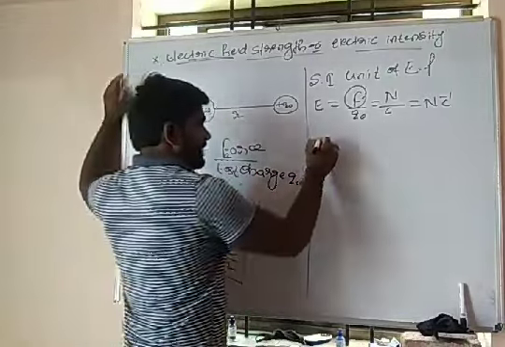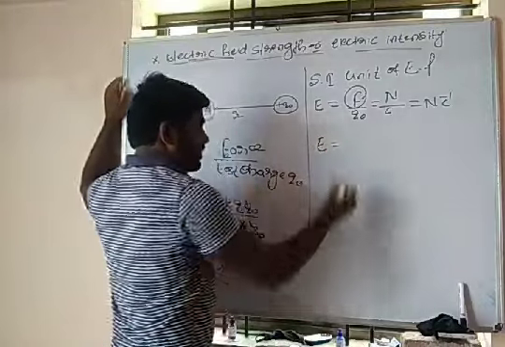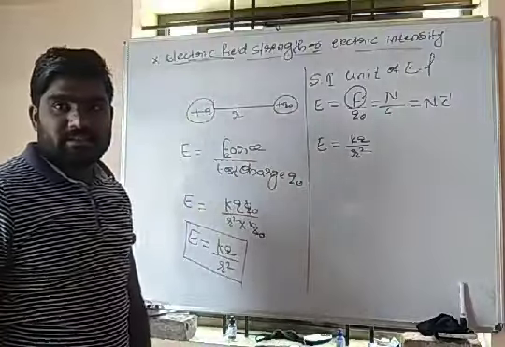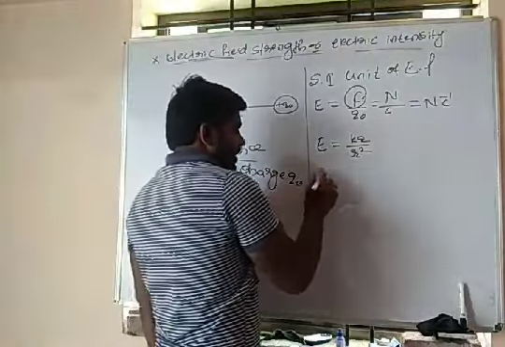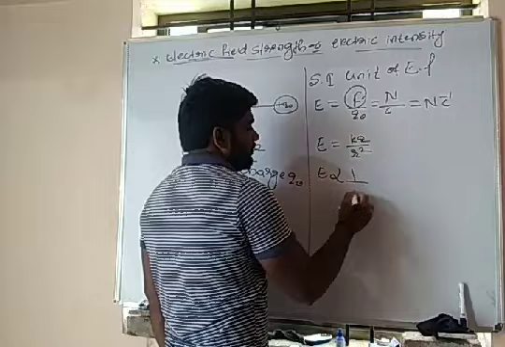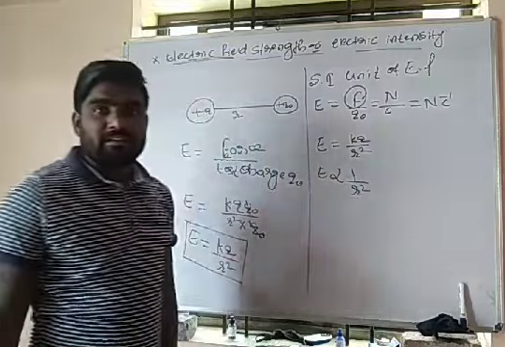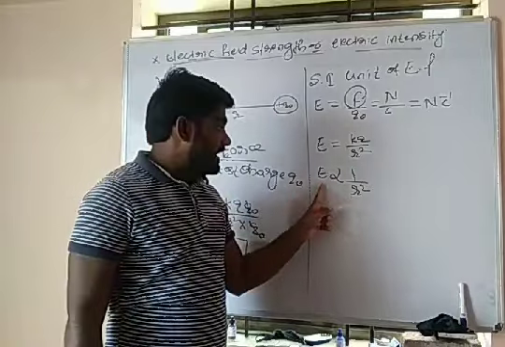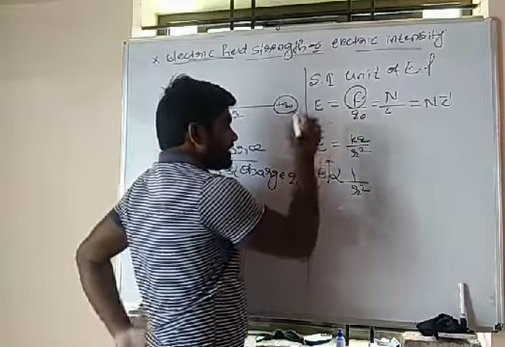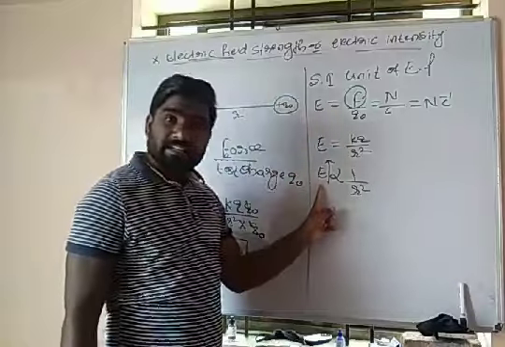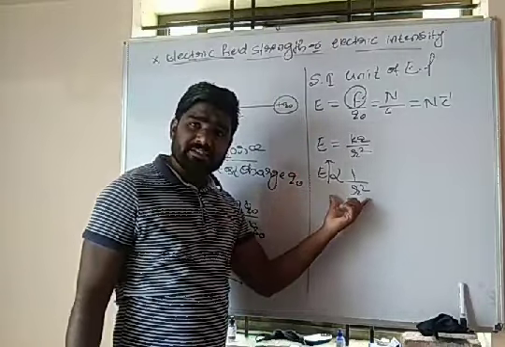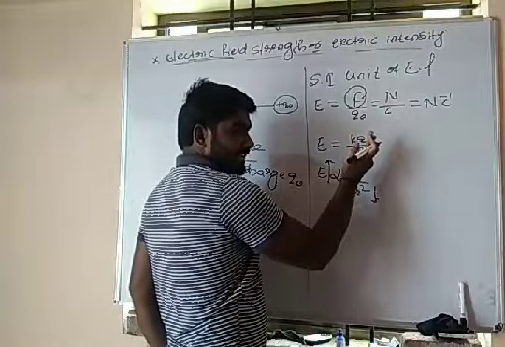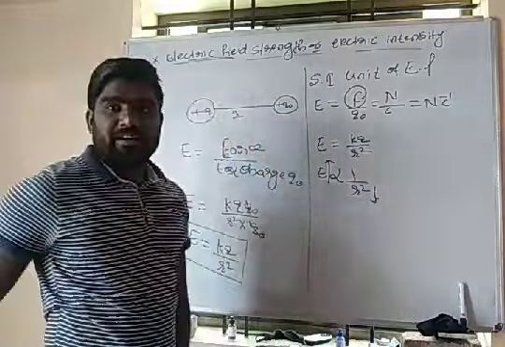See, as I wrote here, E is equal to KQ divided by R square. So it always holds the inverse square law. E is inversely proportional to 1 by R square. As the electric field strength increases, the distance must decrease. As the distance increases, the electric field must decrease.